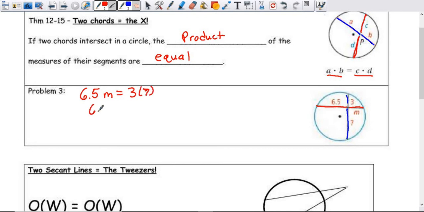All right, so we get 6.5m. We can't do anything with that yet. 3 times 7 is 21. Go ahead and divide both sides by 6.5, and you get that the answer is 3.2 when you round to the nearest tenth. All right.